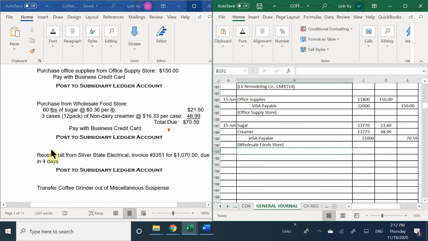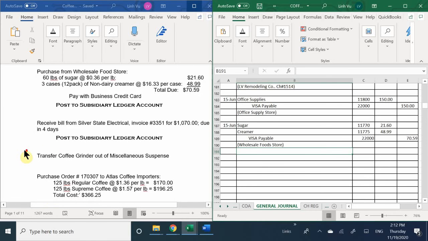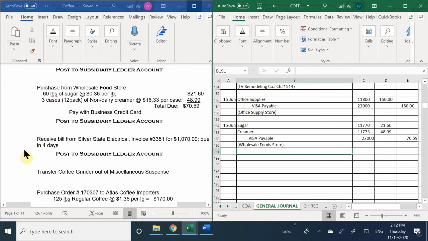Receive a bill from Silver State Electrical, invoice number 3351 for $1,070, due in 4 days. We need to post it to the subsidiary ledger account. So we're not paying it yet. We're not going obviously into the journal, so we're just gonna post it.